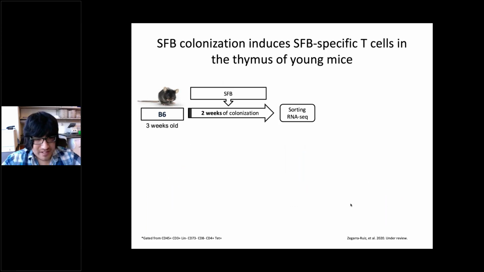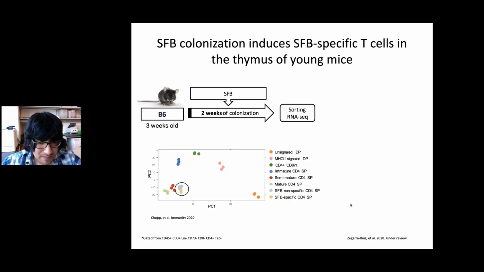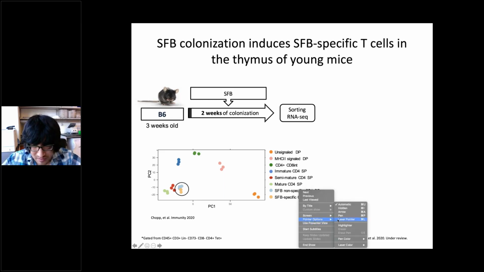To further dissect what exactly was different between these SFB-specific T cells in the thymus compared to all the other T cells we find, what we did is RNA-seq of these sorted tetramer positive cells and compare it to SFB non-specific cells. So first, we compared our SFB specific cell population versus our SFB non-specific population. And I'm gonna show it here.